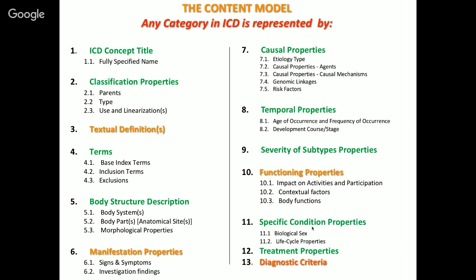with the concept title, the classification properties, some textual definition, and what's also interesting, body structure description. So where in the anatomy does this disease occur? Manifestation properties. What are the signs and symptoms of the disease? What causes the disease? What are its temporal properties? How do you define severity of this disease? And so on. And so it represents an opportunity to create something which is on the border between a strict ontology and a knowledge base, which, when filled out to the degree indicated by the content model, provides a lot of information about those diseases.